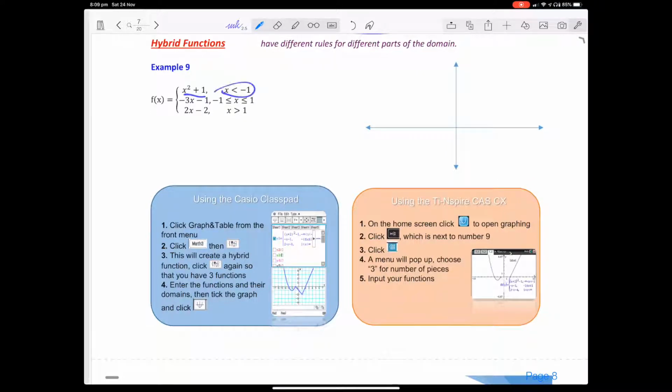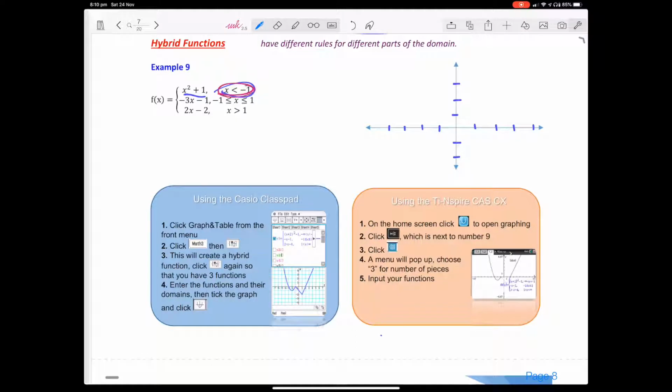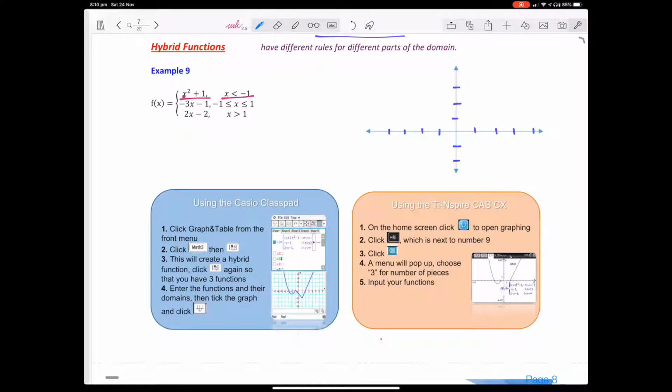For x less than negative 1, we'll start and say, okay, here's negative 1, negative 2, negative 3, negative 4, 1, 2, 3. Now in this case, we can't have negative 1 in the top one, but it's going to start at that point with an open circle. If we put negative 1 into here, what's negative 1 squared? It's 1, plus 1 is 2. So negative 1 gives us 2 with an open circle.